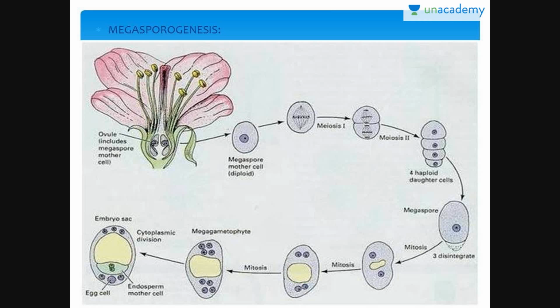In megasporogenesis, the process of formation of megaspores from the megaspore mother cell is called megasporogenesis. In the center of the ovule, there is a mass of tissue called nucellus.